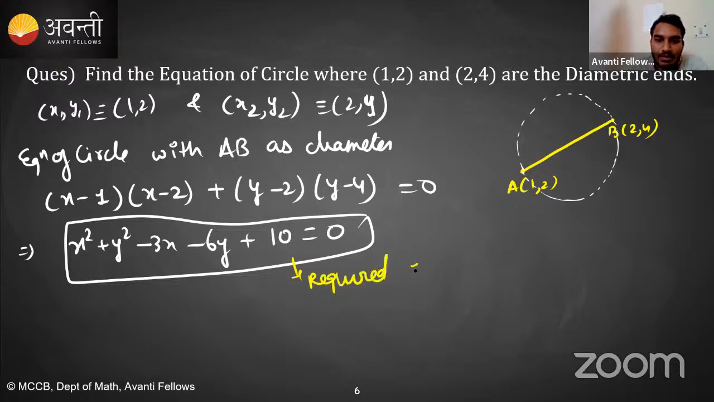Required equation. It's very simple. x1, x2 is given, y1, y2 is given. So any point you can assume as x1, y1, and the other point is x2, y2. So (x minus x1)(x minus x2) plus (y minus y1)(y minus y2) is equal to 0. Is there any doubt in this question? Clear?